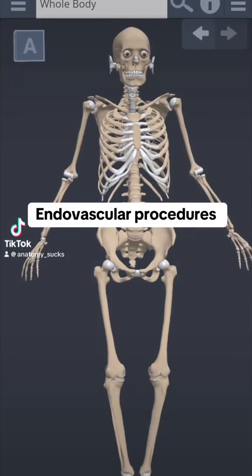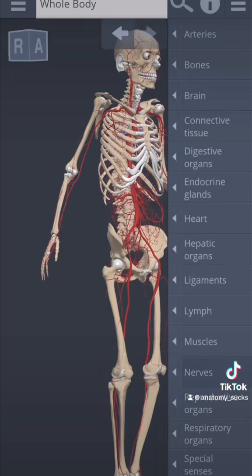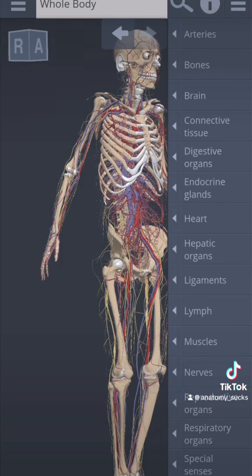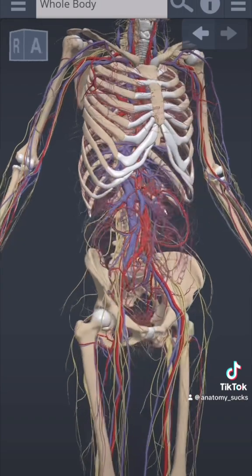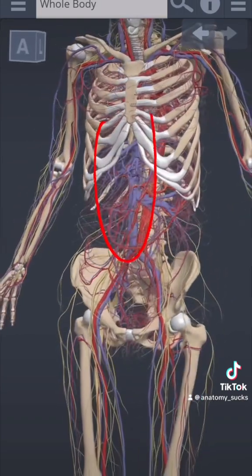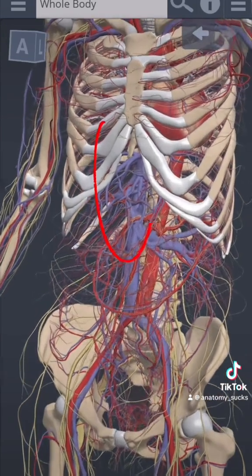Do you know how endovascular procedures are performed? Firstly, what is an endovascular procedure? These procedures are performed to gain access to more centrally located structures, such as the heart, a central tumor, or even the brain. In the past, these structures would be accessed directly.